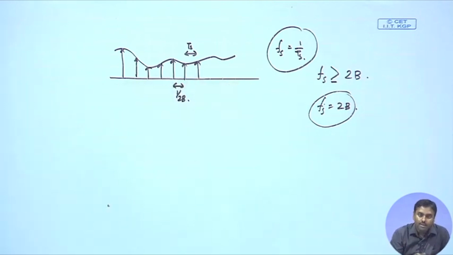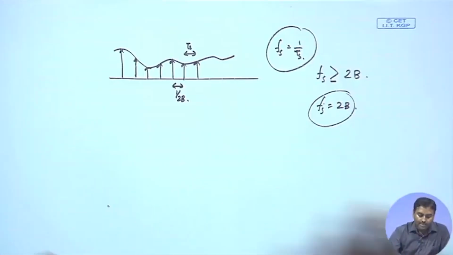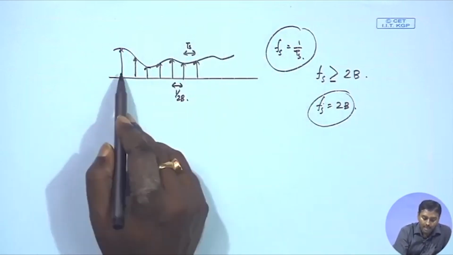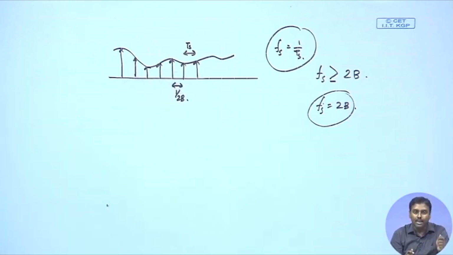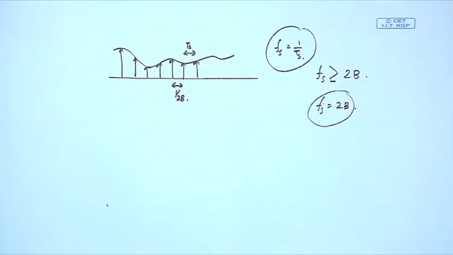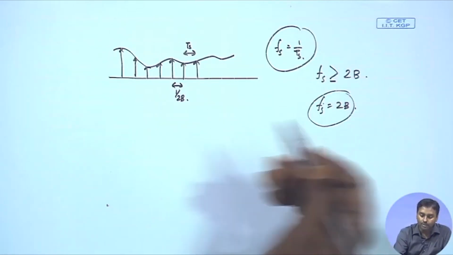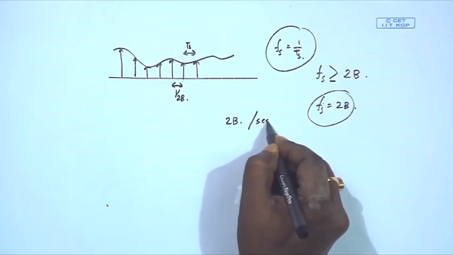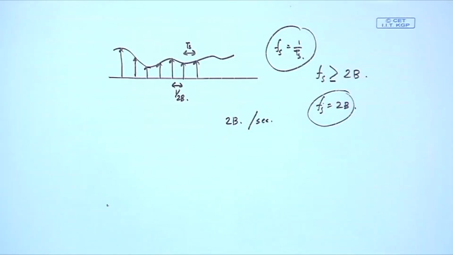Now, let us try to see how much information I am transferring with this. Whenever I am transferring, how much information am I transferring? See how many samples I am transferring. Each sample actually carries information. So, if the time is 1 by 2B, the frequency is 2B. So, basically 2B samples I am transferring per second, and that occupies how much bandwidth?